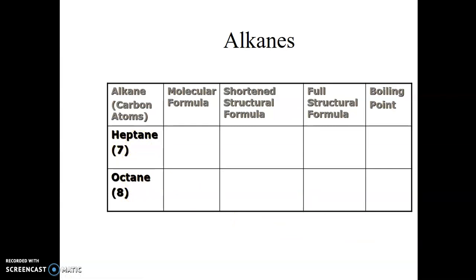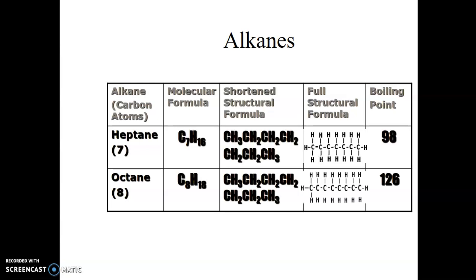Okay. Molecular formula, C7H16. And then again, the shortened structural formula shows you how each part of the molecule is laid out. The full structural formula shows you the full picture. Again, the boiling point higher than the previous. And octane, C8H18, same idea. The shortened structural formula shows you how the carbons and hydrogens bond through the molecule, and then you can see that in the full structural formula, and it has the highest boiling point of the ones we've looked at so far.